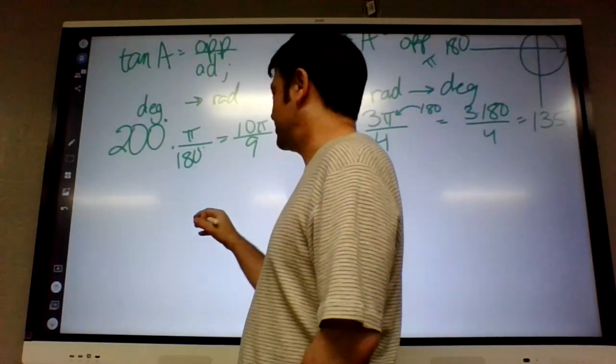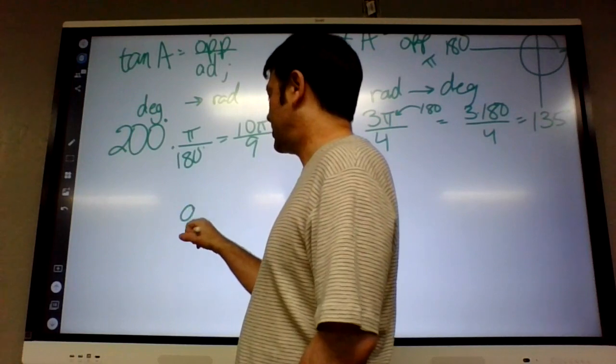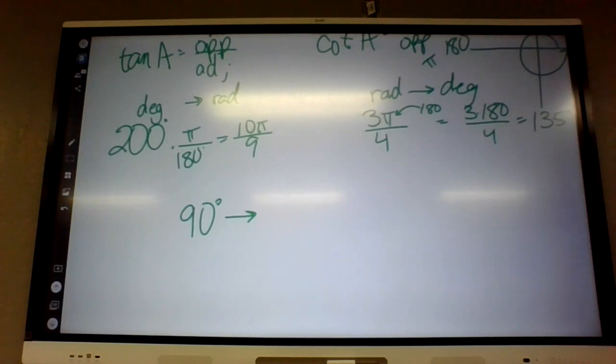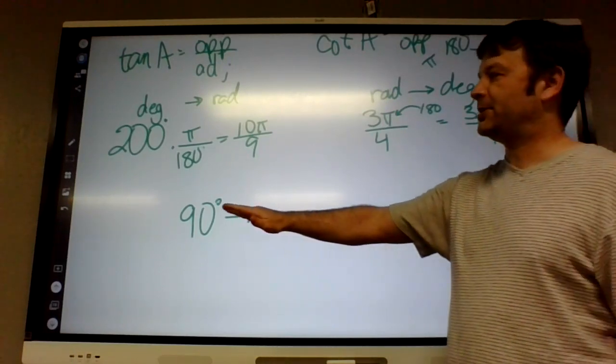How about coterminal angles? If I have a 90-degree angle, what angle is coterminal with 90 degrees? Does anybody remember what coterminal means? What does terminal mean? Ending. It means stopping place. What does co mean? Together, with. So an angle that stops together. In other words, what's another angle that stops at 90 degrees?